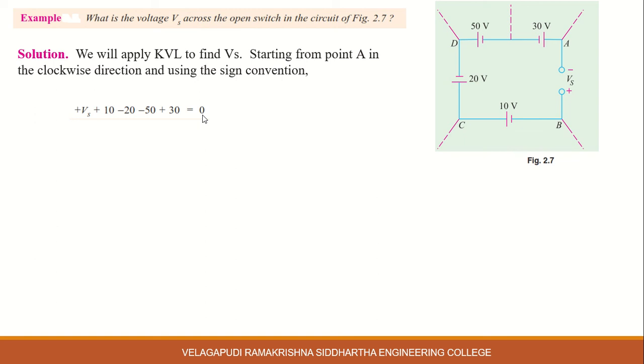Based on Kirchhoff's law, the algebraic sum of all the voltages around the loop or mesh is equal to 0. So that's why the summation is equal to 0. Now simplifying, we get Vs as 30 volts. So Vs is 30 volts.